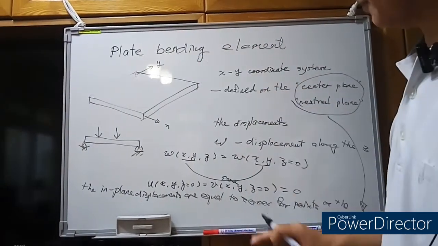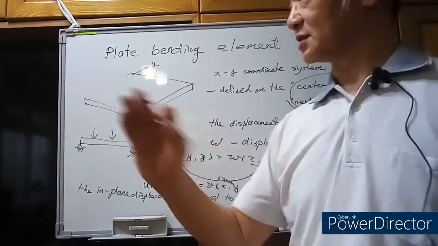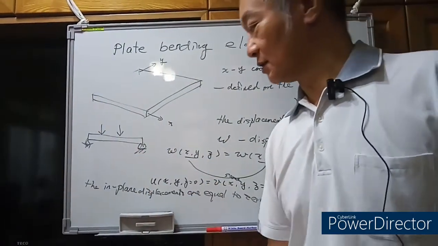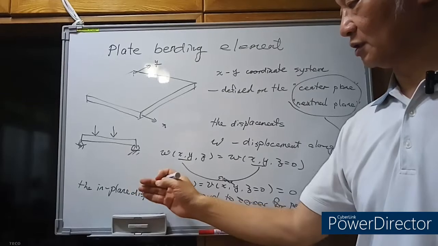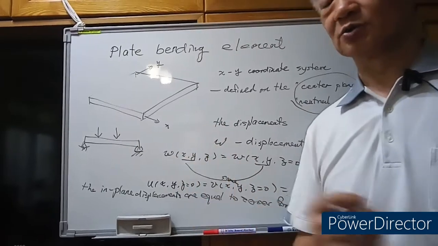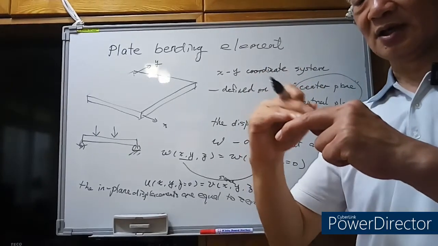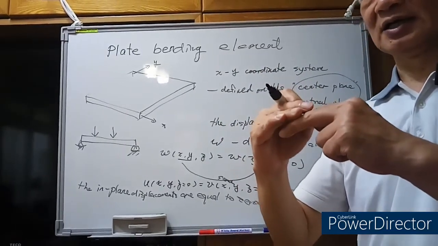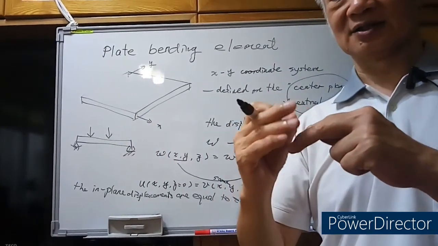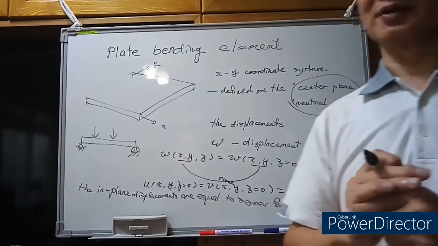For the plate bending elements, z equal to 0 means the points on the center plane. For all points on the center plane, we will assume the u equal to zero and also v equal to zero. That's for the center plane. But for points on different layers, where the z coordinates are not equal to 0, then we need to consider the u and v displacements.